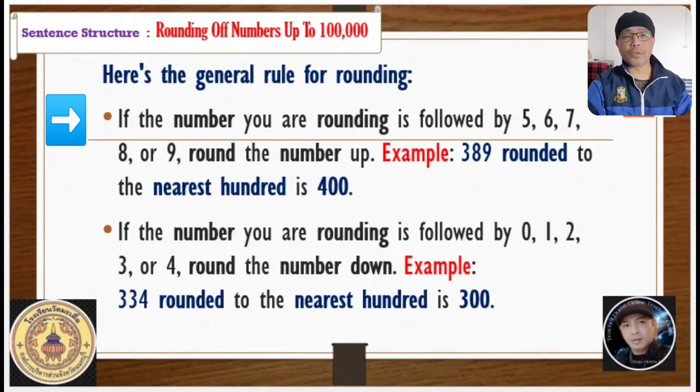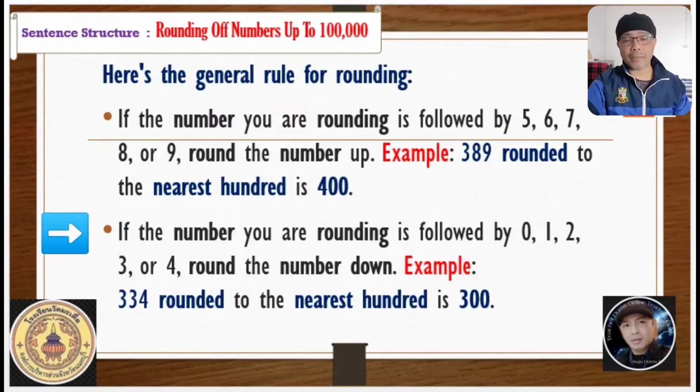Here's the general rule for rounding. If the number you are rounding is followed by 5, 6, 7, 8, or 9, round the number up. Example, 389. We are rounding to the nearest 100, so you have to look at the number right next to the number we need to round. For instance, 389, next to it is 8, so we're going to round it up. 389 rounded to the nearest 100 is 400.